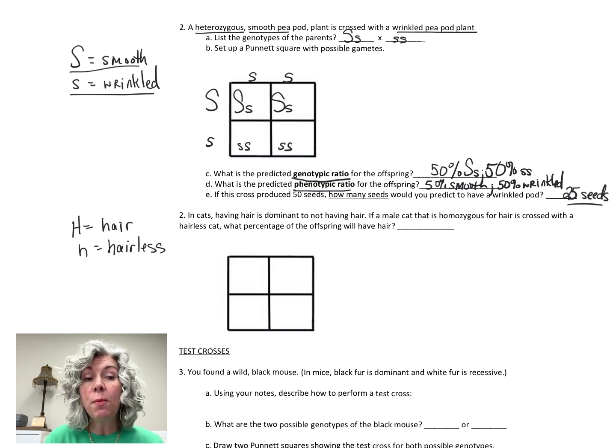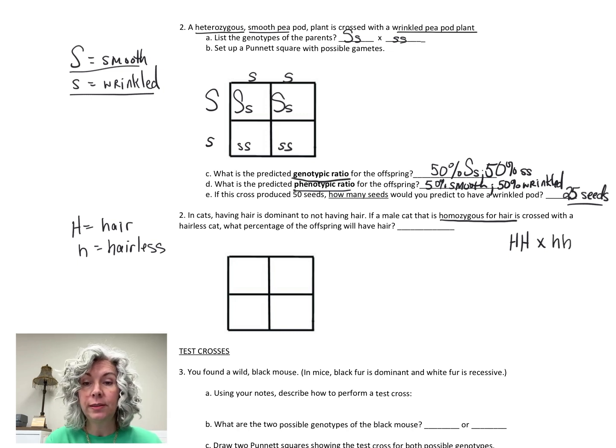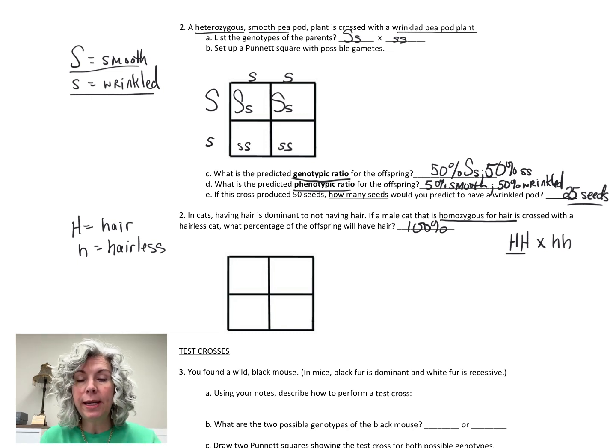Now let's do our cross. If a male cat that's homozygous for hair. Homo means the same, for hair. If they have hair, it's H. So I'm just going to come over here to the side. Capital H, capital H. That's homozygous for hair. It is crossed with a hairless cat. That's going to be lowercase h, lowercase h. What percentage of the offspring will have hair? Well, you can probably look at this and automatically go 100%. All of them, because they're all going to get a capital H from one of the parents. But let's break it down so you can see it.